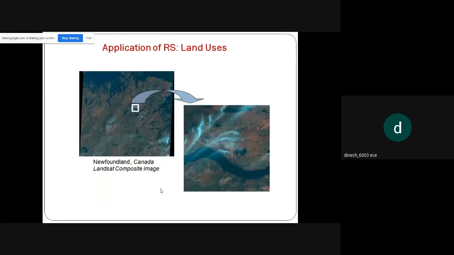Then application of remote sensing in land uses. So a Landsat composite image of the river near Newfoundland in Canada. So this is the place in Canada which is being taken. So when we zoom it using Landsat, it will show like this. Flow of a river.